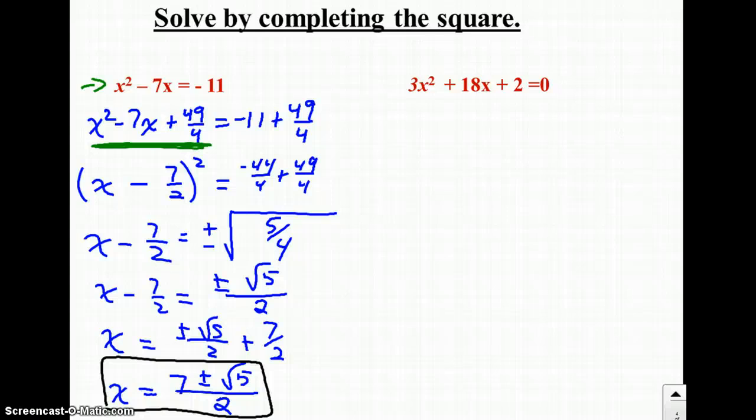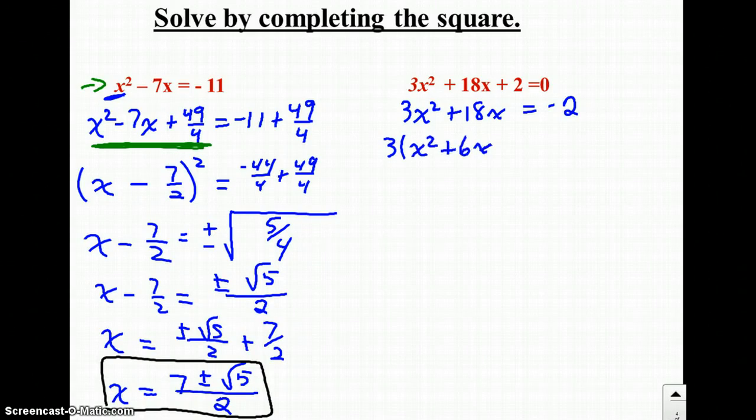The next one here, let's isolate the variables on the left side. 3x squared plus 18x, minusing 2 from both sides of this equation. Note, in our first one, we had a coefficient of 1 in front of the x squared term. We need that again. So I'm going to factor out the 3. That leaves x squared, add 6x.